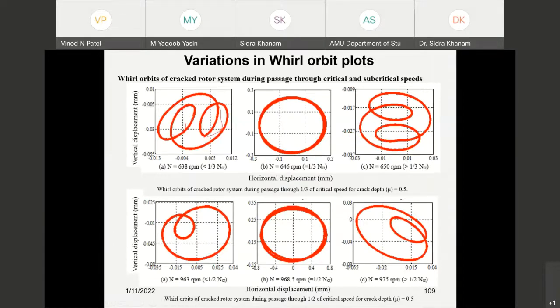If there is no crack, there will be a simple one circle or circular orbit available, or it can be an elliptical orbit. And when it is rotated to its 1/2 of critical speed, then another circle is available while it passes through its 1/2 critical speed. When it is below 1/2 critical speed, one inner circle is available. When it is above, then an inner circle is available. And when it is nearer to that one, almost one circle is available. So this is the proof of the availability of the crack or breathing crack on the shaft.